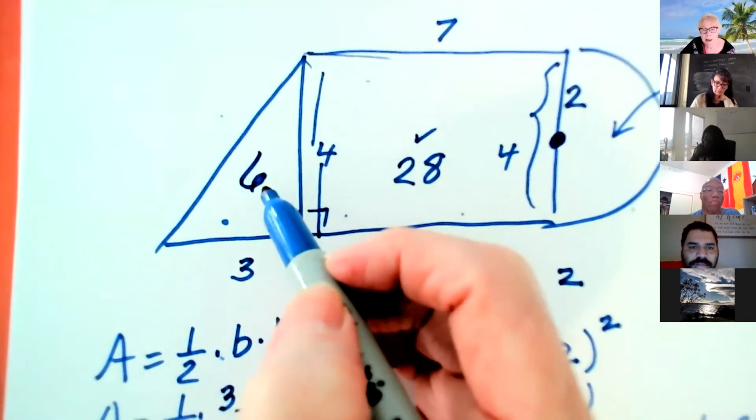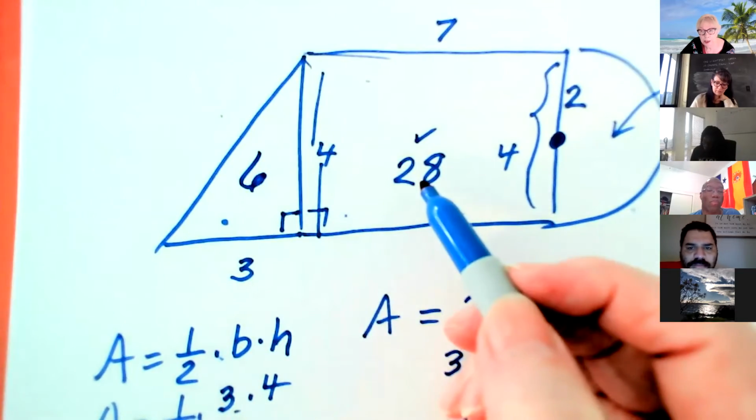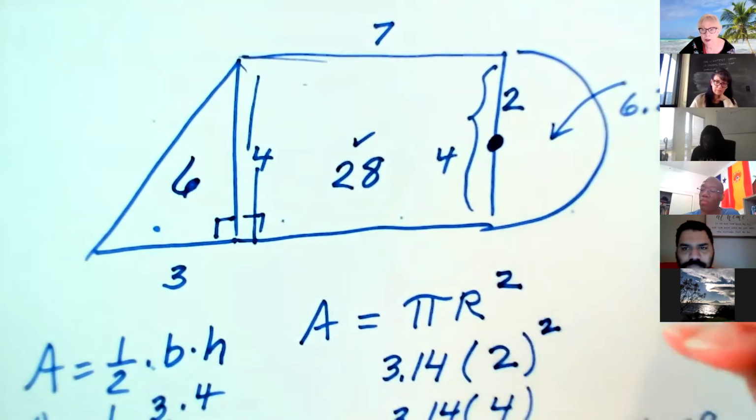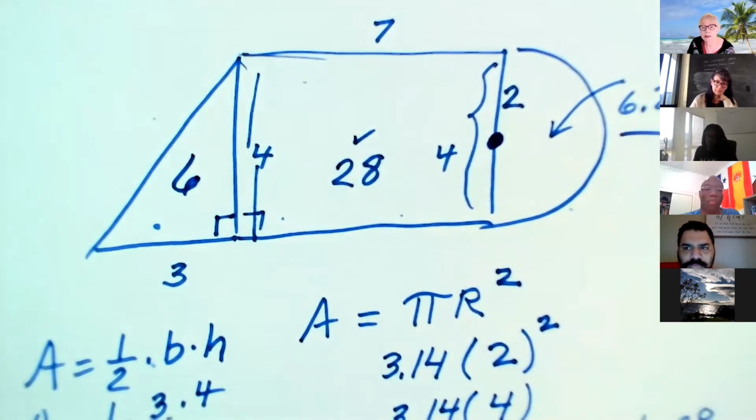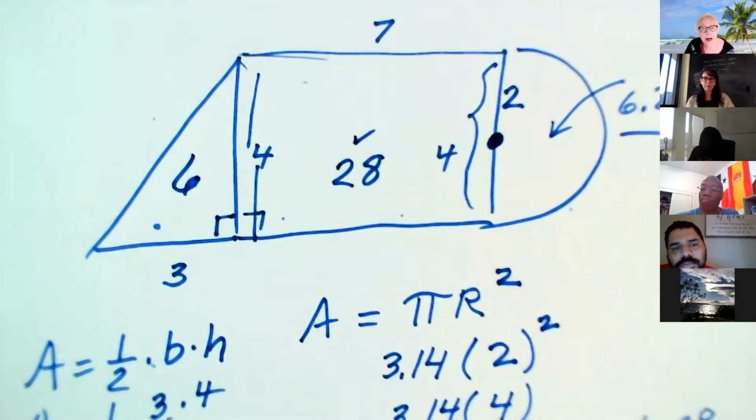So I've got 6, a 28, and the weird one, 6.28. I would add them up and then round it. I can't remember what the last time they wanted it to, 1 decimal place. So just add them up and then make sure the rounding is correct. Before I leave this page, does anybody have a comment?